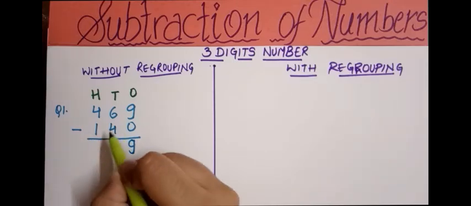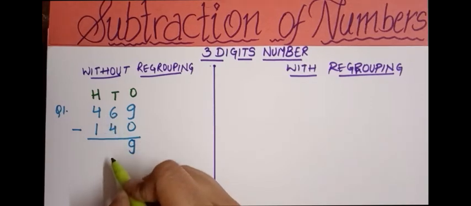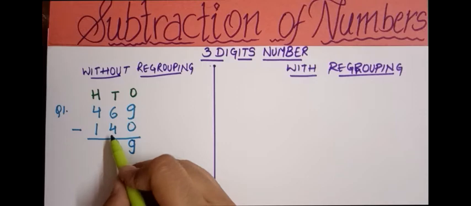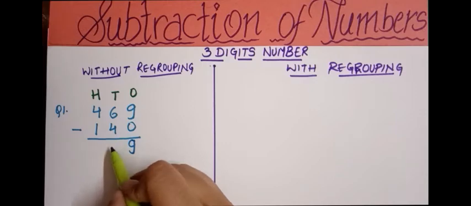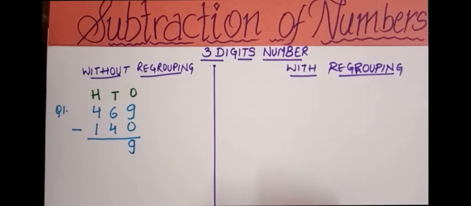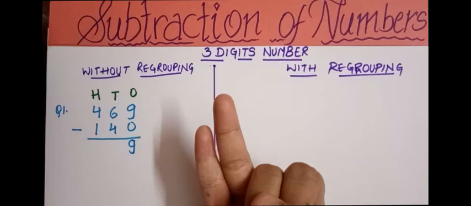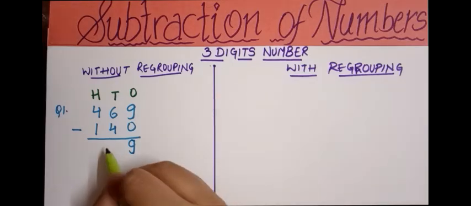Then it is 4. We have to subtract 4 from this 6. So how can we do it? Let us count forward from 4 to reach 6. So we will count from 4, then 5, 6. So 2 fingers we have opened. So here it is 2.